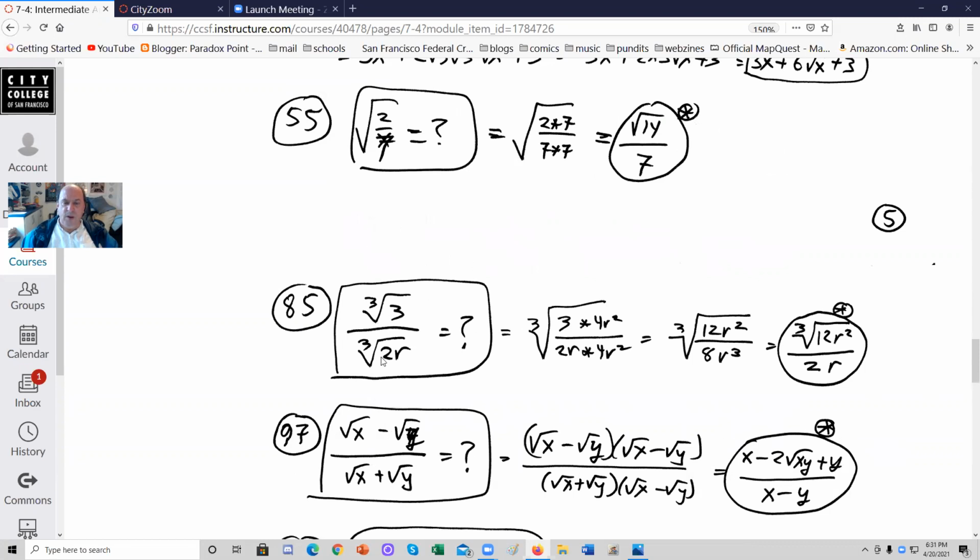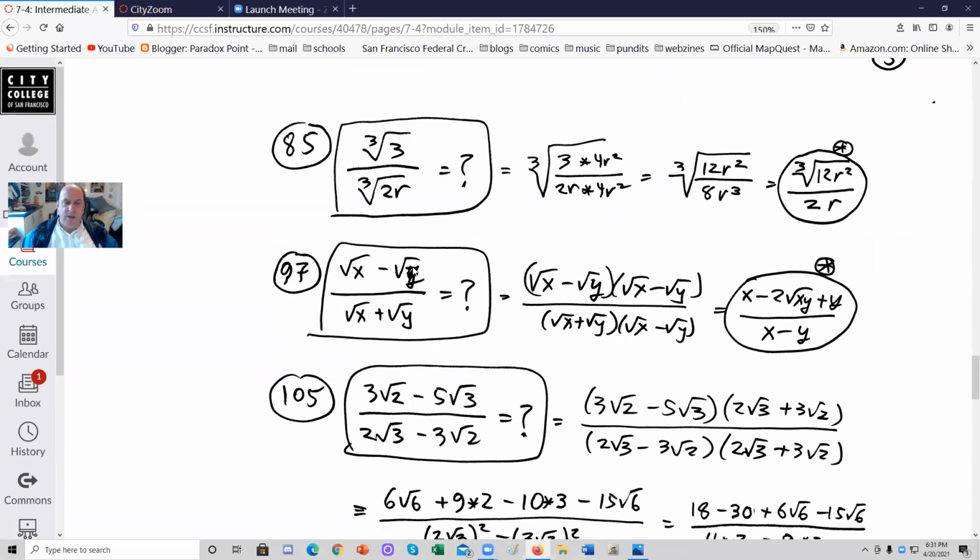Cube root of 3 over cube root of 2r. Multiply numerator and denominator by the cube root of 4r squared. So in the numerator we get cube root of 12r squared, and in the denominator we get cube root of 8r cubed. So in the end, cube root of 12r squared, all that divided by cube root of 8r cubed, which is just 2r. So this is cube root of 12r squared, all that divided by 2r.